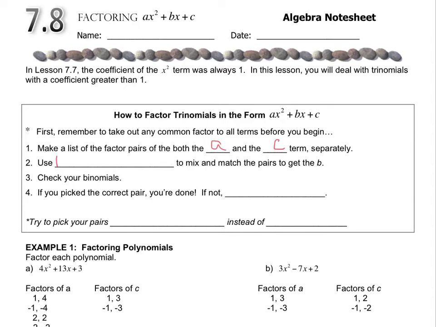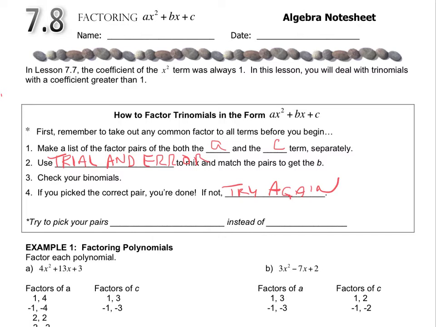Secondly, for the second step, we're going to use trial and error to mix and match the pairs to get the b value. This is where it takes a little more effort to figure it out. Obviously, once we have our binomials, we check to make sure that they work. If you pick the correct pair, you're done. If not, try again. This method can be a little confusing, but more than that, it can be very frustrating. You could end up spending a lot of time putting in a bunch of answers and not getting what you're hoping for.